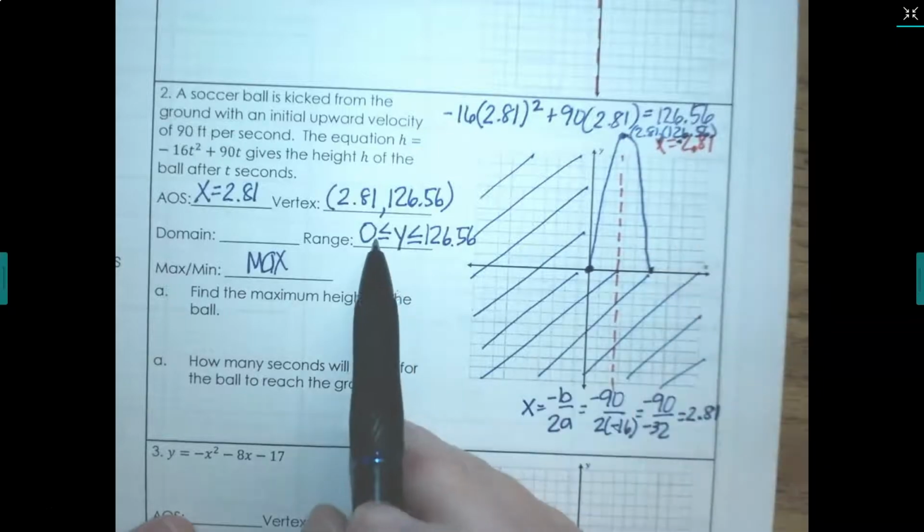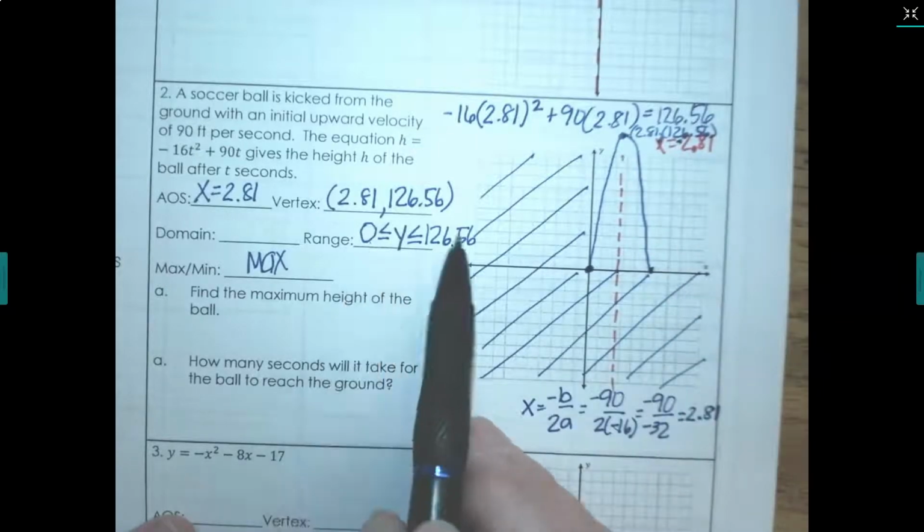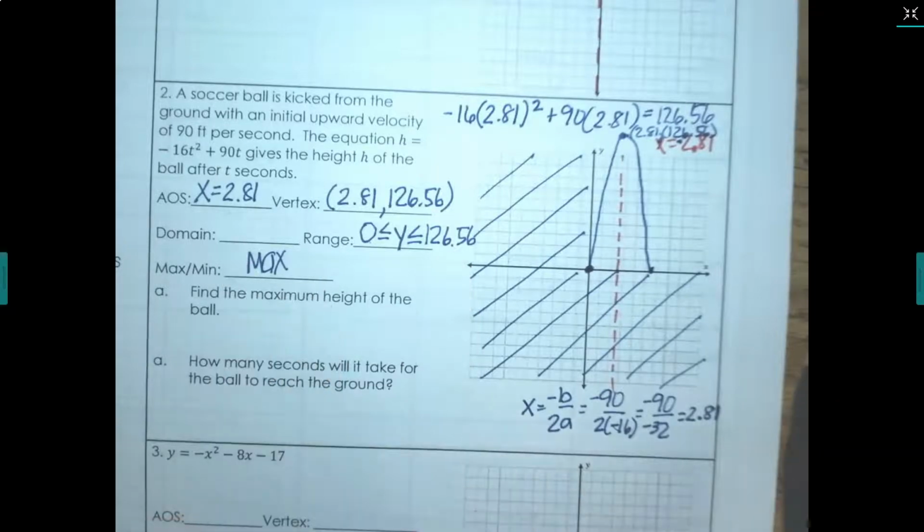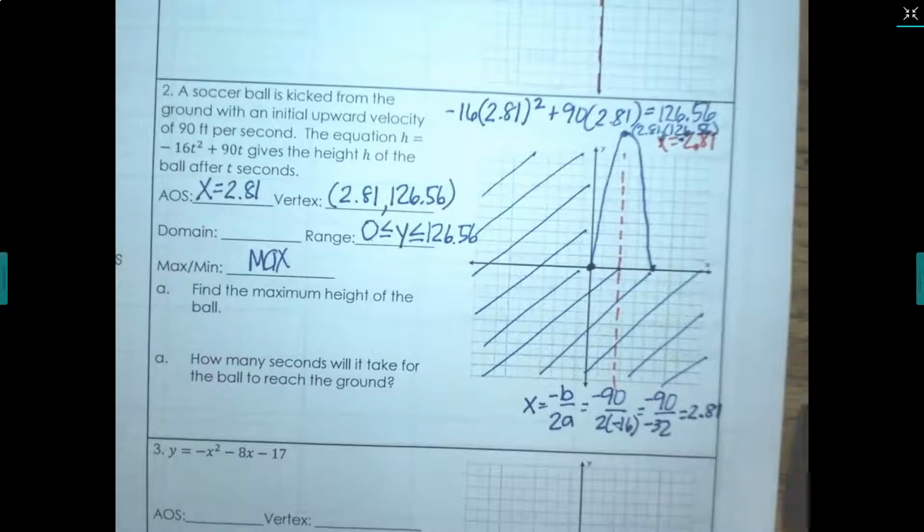Okay, so the ball started here, it went up to 126.5 feet in the air, and then it came back down. So your range is from the ground to 126.56 feet in the air. All right, we're going to come back and answer the domain question in a few minutes.